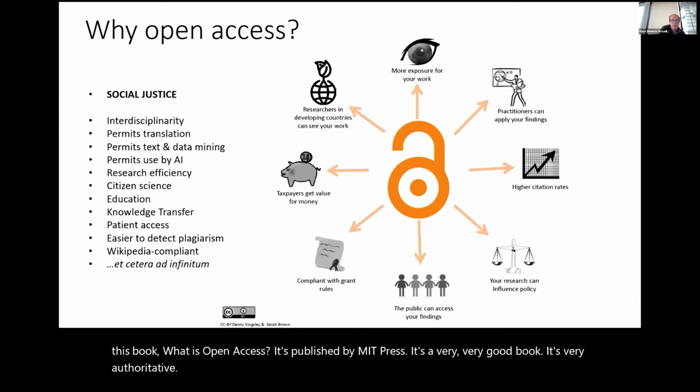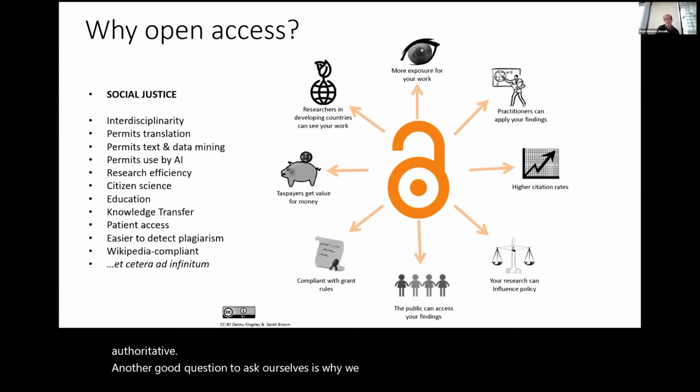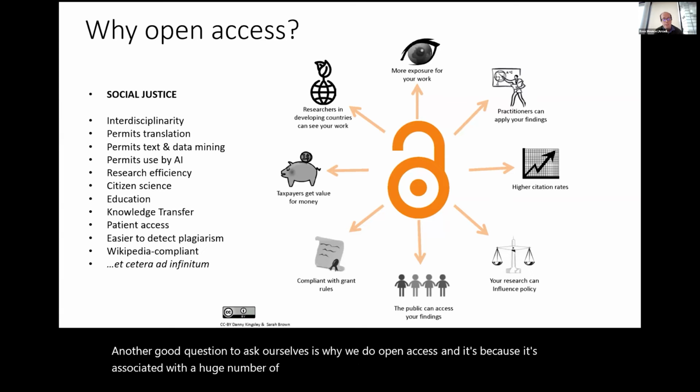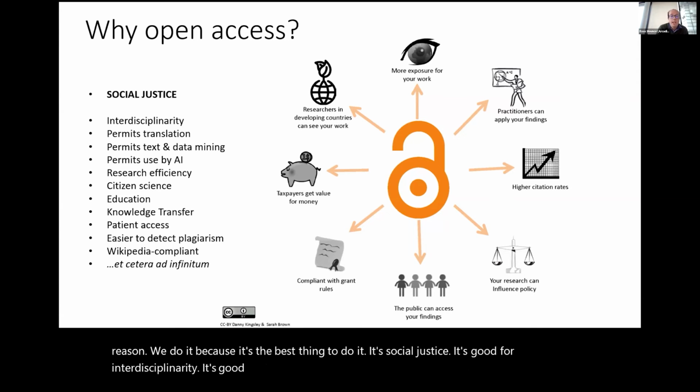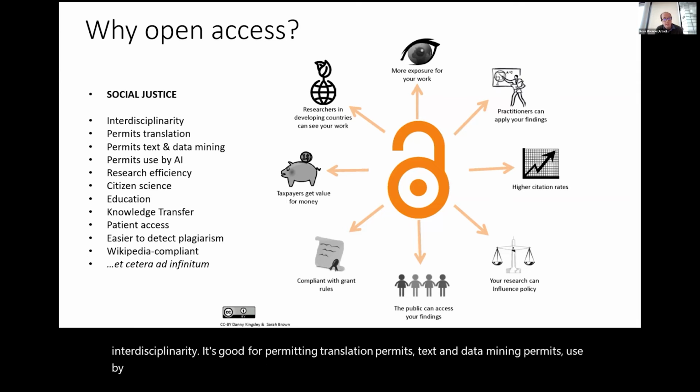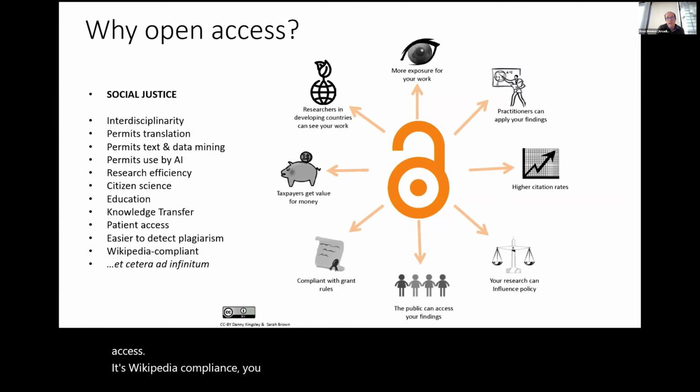Another good question to ask ourselves is why we do open access. And it's because it's associated with a huge number of benefits. We don't do open access just for some religious reason. We do it because it's the best thing to do. It's social justice, it's good for interdisciplinarity, it's good for permitting translation, permits text and data mining, permits use by AI, permits citizen science, permits knowledge transfer. For medical research, it gives patient access. It's Wikipedia compliant, so you can reuse it in Wikipedia.